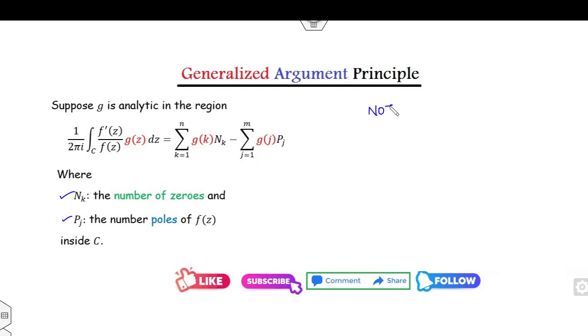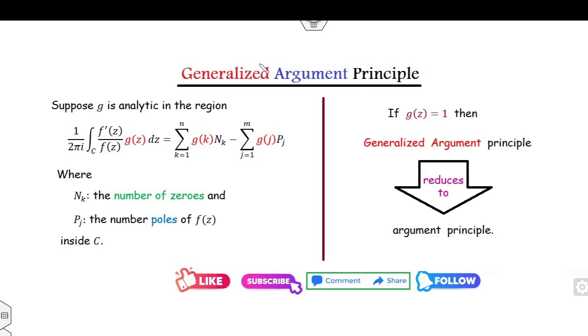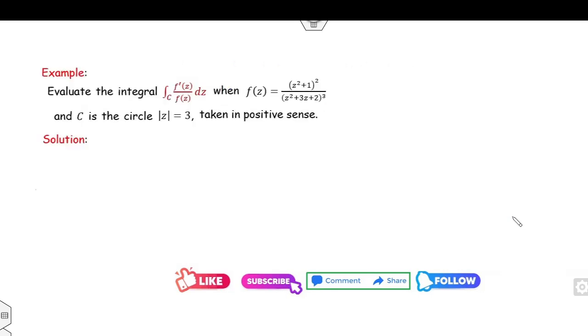Clearly, what will happen if you consider that the analytic function is the constant 1? If you consider that g of z is 1, then the generalized argument principle reduces to the simple argument principle. Now let's see how you can solve the problem with the help of numerical examples.